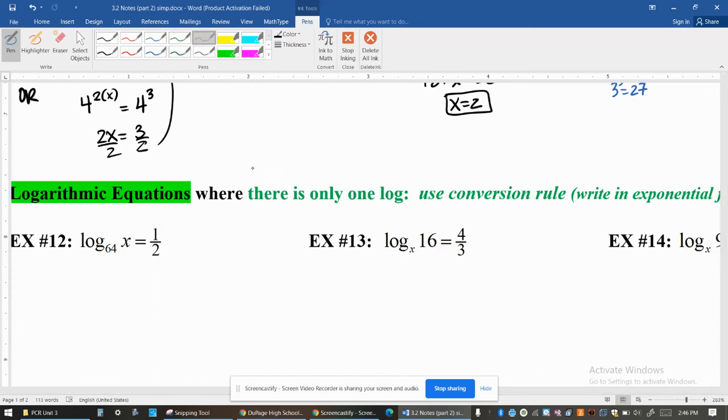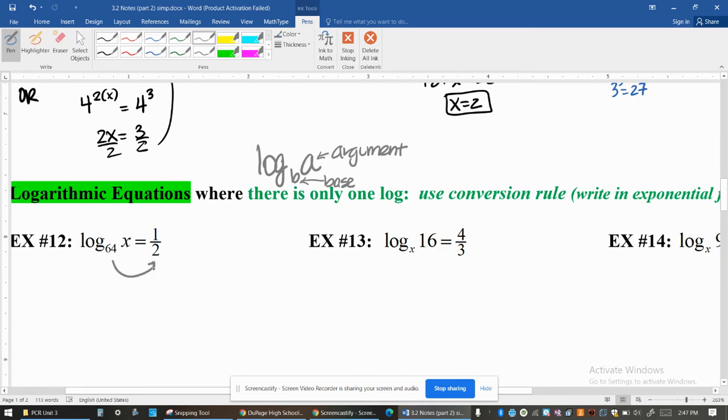Quick reminder, when you're looking at a log, the little guy that's on the bottom right corner of the log, that's called the base. And whatever you're taking the log of, that's called the argument. So this strategy of converting it into exponential form is my recommendation whenever you have a single log. And again, doesn't matter if the x is the argument, the base, or the solution, the number on the right of the equal sign.